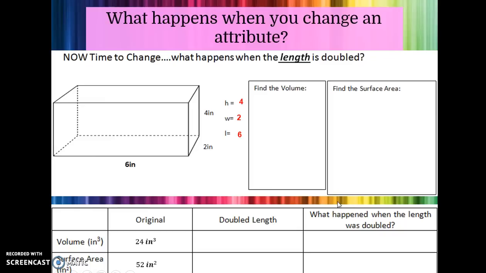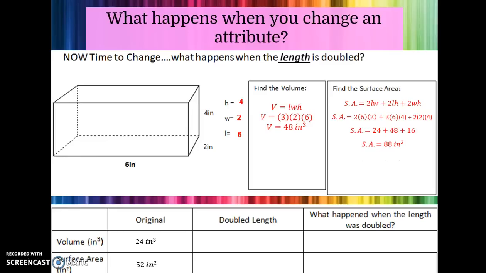Alright, so you should have found the volume and surface area on your own. Now, here we're going to fill in what the volume and surface area was when we doubled our length. And then we want to think about what happened when the length was doubled.